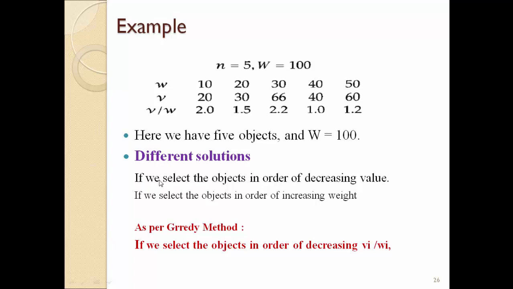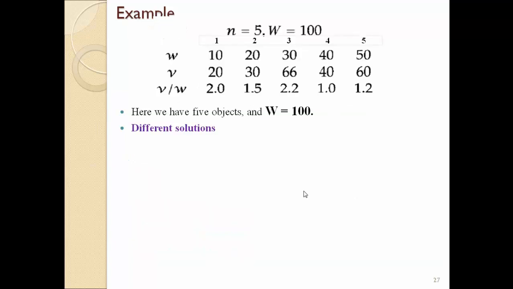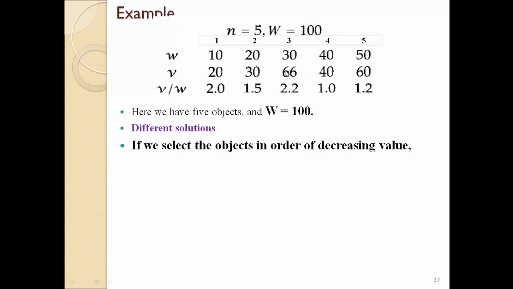First, select objects in order of decreasing value and find out what is the total value of the knapsack. Let us solve by using these three different options. As per the first option, if we select the objects in order of decreasing value, it means that we have to identify the object which has the largest, or we can say the maximum value. So in this case our third object has the maximum value, that is 66. It means that we have to select the third object first.